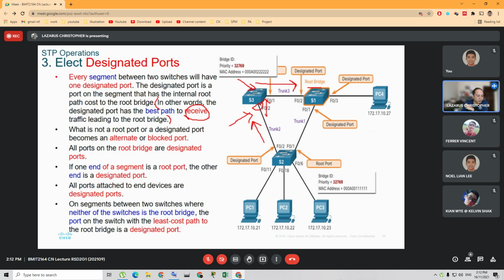Now, how about S2? Forwarding traffic is this, leading towards root bridge, right? So receiving for S2, okay? Now we don't consider the edges first, right? It's from here. So our receiving port is F2. So let me just clear up. This is our first candidate. This is our second candidate. For switch 2, this is the candidate designated port. S3, this is the candidate designated port. Now, why do I say this is the candidate and this is candidate? Because, again, look at this. Every segment between two switches will have one designated port, but here we have two.